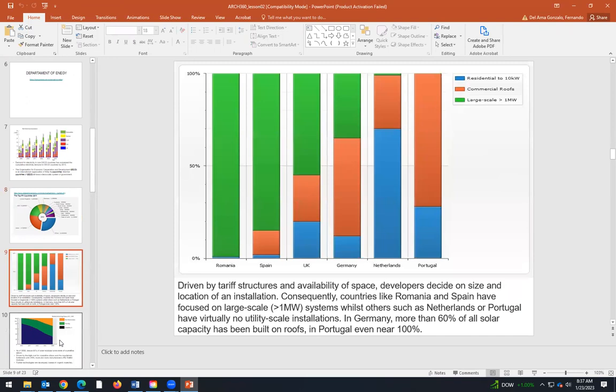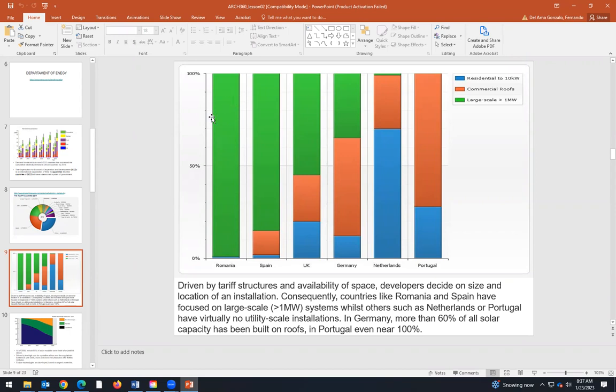When it comes to solar energy, there are different strategies. Here we have different examples in Europe. I have these statistics from Europe, but the example of Romania or Spain is completely different from the Netherlands or Portugal. And this is politics. This is about strategic decisions of how the country is addressing the energy issue.